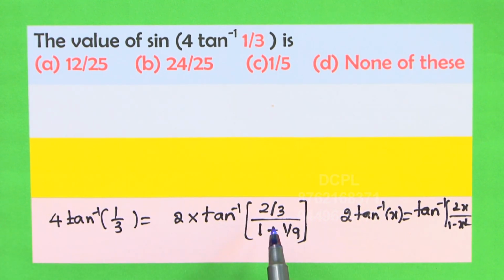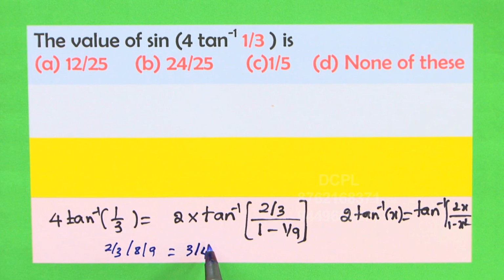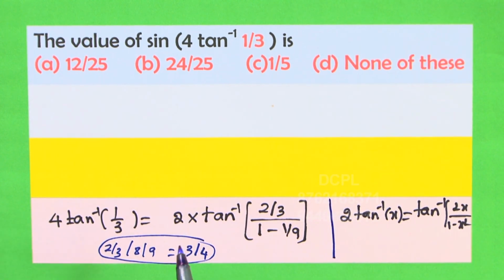So, now what you will get here, dear students? 2 by 3, 1 minus 1 by 9 is 8 by 9, correct? Tan inverse of 2 by 3 by 8 by 9. 2 by 3 divided by 8 by 9: 9 goes to numerator, 3 3s are 9, 2 4s are 8, so you will get 3 by 4. This is the simplification part. So, 4 tan inverse of 1 by 3, you can write as 2 tan inverse of 3 by 4.